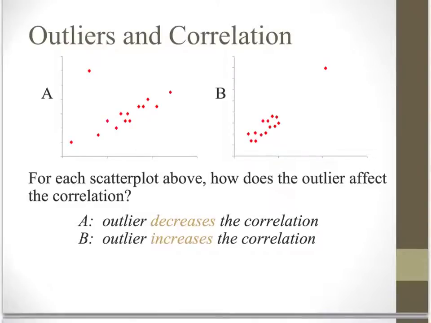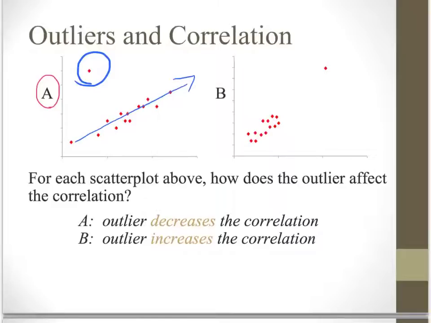So here are our outliers. This outlier in A, we're going to look at A first, that outlier decreases the correlation because if you look, there's a pretty good linear relationship there, and it's in the positive direction. And this outlier is so far out of the pattern that it actually decreases the correlation that you have there.